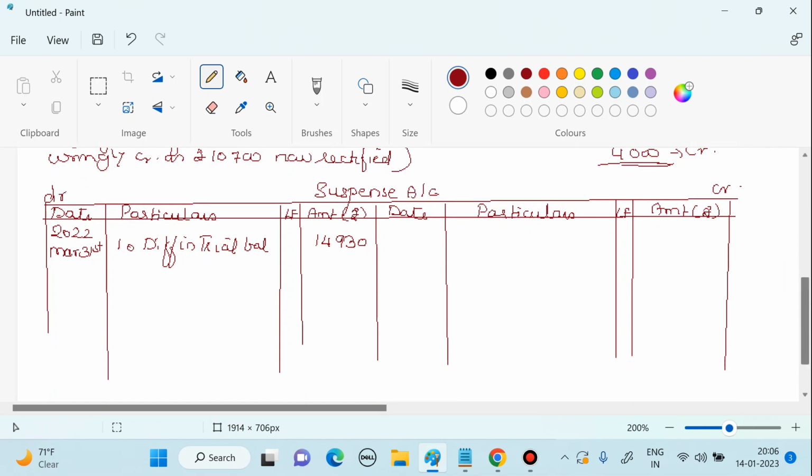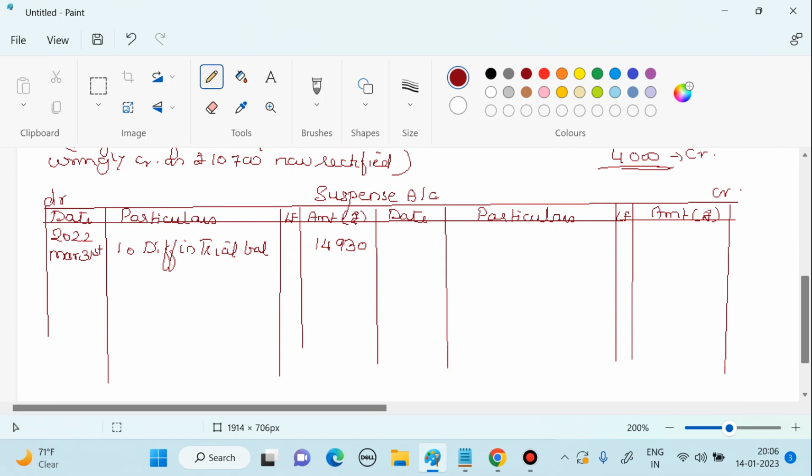So what's the first entry? First entry was bank to Das. Suspense account is not involved. Go to the next. Return inwards to suspense. So this would come on the credit side.